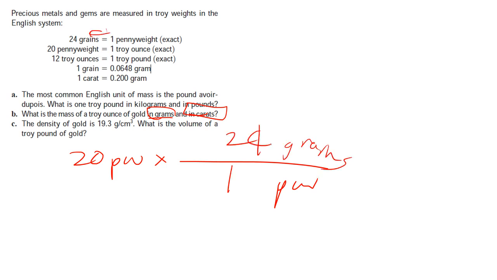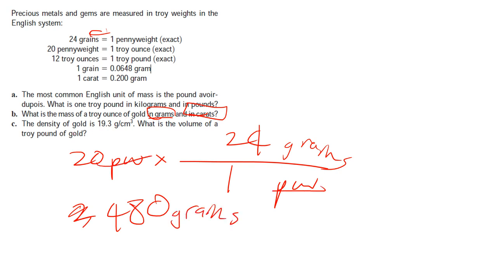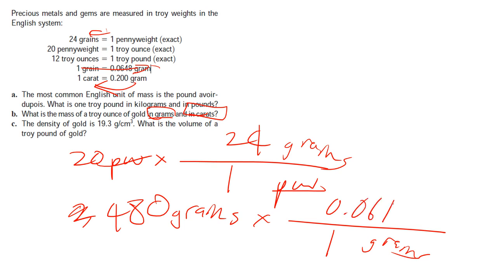24 grains per pennyweight gives us 480 grains because the pennyweights cancel. 480 grains, and we want to convert grains to carats. Well, we've got to convert to grams first, right? From grain to gram, and then from gram to carat. Grains, 1 grain is 0.0648 grams.